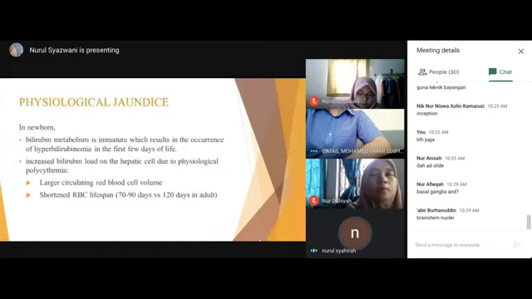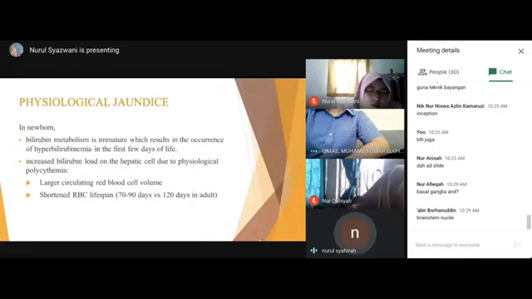Okay, so for physiological jaundice, usually in the newborn, it can be caused by immature bilirubin metabolism due to liver immaturity, as well as increased bilirubin load on the hepatic cells due to physiological polycythemia, with a larger circulating red blood cell volume, and a shortened red blood cell lifespan, in which the neonate has a 70 to 90 day red blood cell lifespan compared to an adult, which is 120 days.